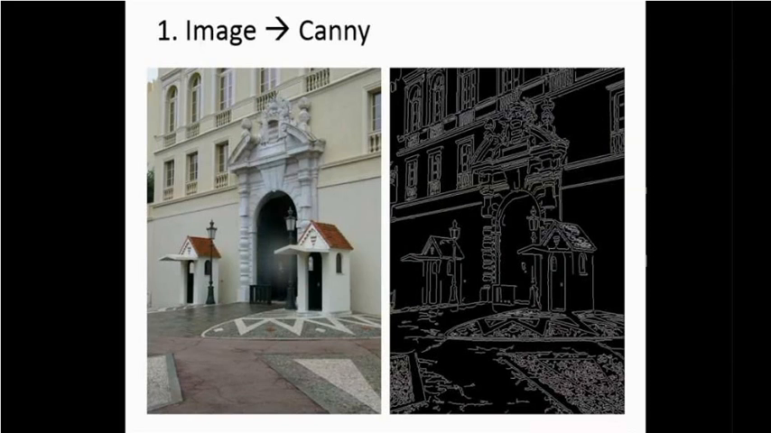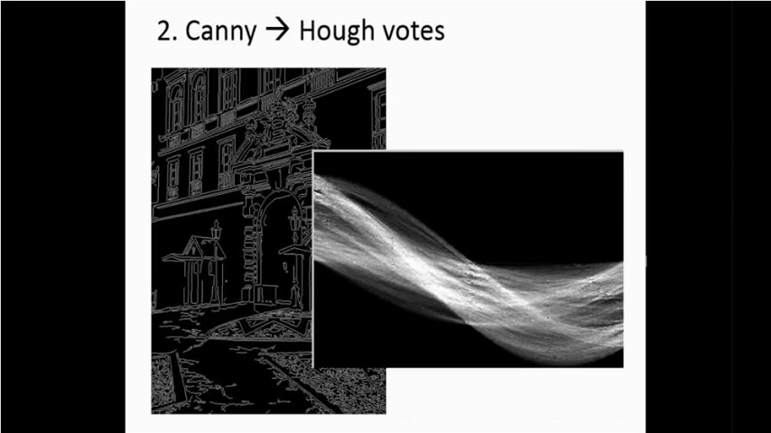So here's an example on a real-world image. I've got this Monaco image with my Canny edges, and each edge is voting in the rho theta space. I can also use the orientation of the edge. In this case, I'm not doing that. I'm just treating each edge point as a generic point. But I could refine my Hough voting by saying that not only do I know that this is on a line, but I know the orientation of that line because I know the orientation of the gradient. So I could vote in a smaller part of the parameter space and just vote for lines that are roughly in this direction.